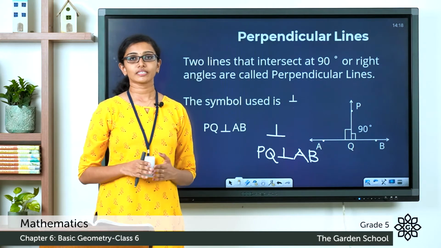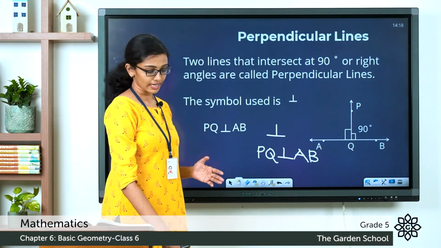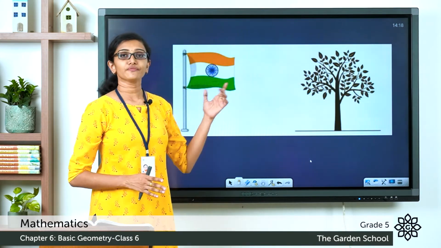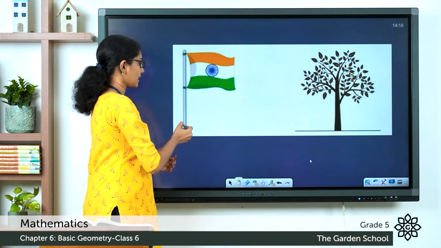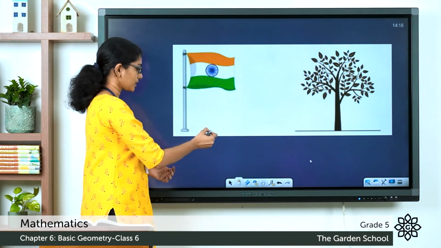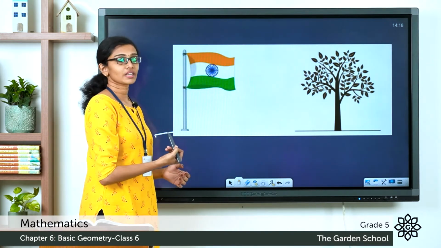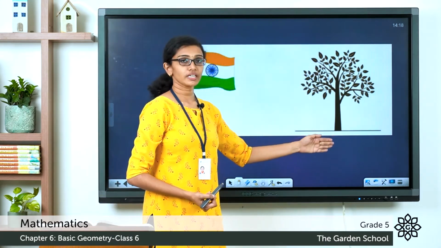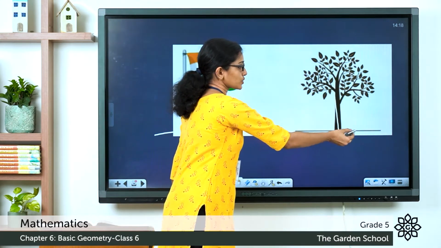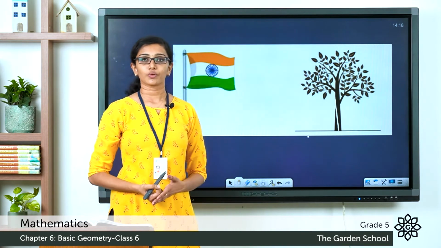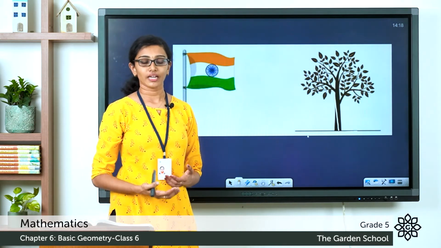Clear? Now let's see some examples of perpendicular lines. Here you can see a flagpole. This flagpole is perpendicular to the ground. And the trunk of this tree is also perpendicular to the ground. Hope this is clear to you now.